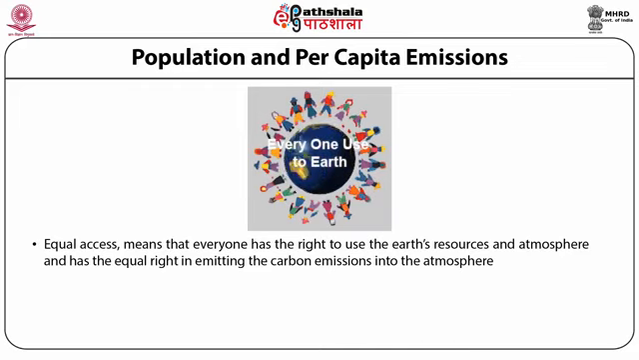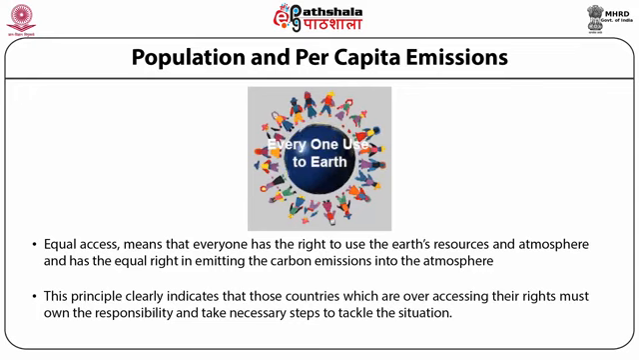By equal access, one means that everyone has the right to use the Earth's resources and atmosphere and has the equal right in emitting the carbon emissions into the atmosphere. This access has to be non-conflicting, meaning that it should not hamper others' access of the same nature. This principle clearly indicates that those countries which are over-accessing their rights and breaching into the access field of the low-emitting nations must own the responsibility and take necessary steps to tackle the situation.